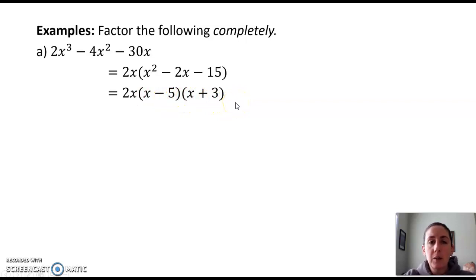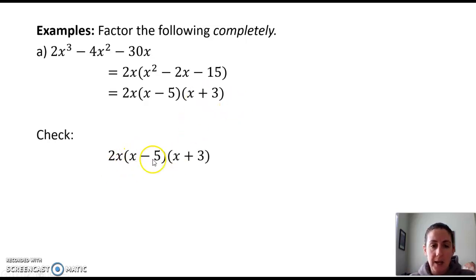Now when you factor completely, you can always go back and check that you factored correctly by distributing. So we can take this 2x times x minus 5 times x plus 3 and distribute it out and see if we get what we started with. Now you have a couple choices here. You can take this 2x and distribute it to the first group and then distribute the 2 groups together, which a lot of you will refer to as FOIL. Or you can take these 2 groups, distribute them out together, and then distribute the 2x. So what I'll do is I'll take this 2x and distribute it to the first group.